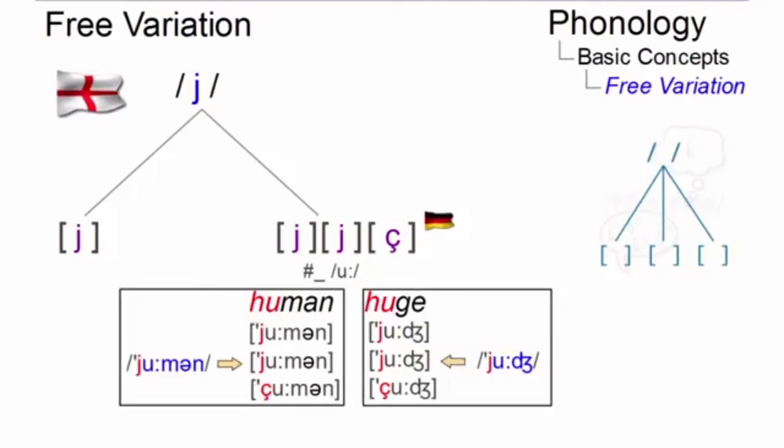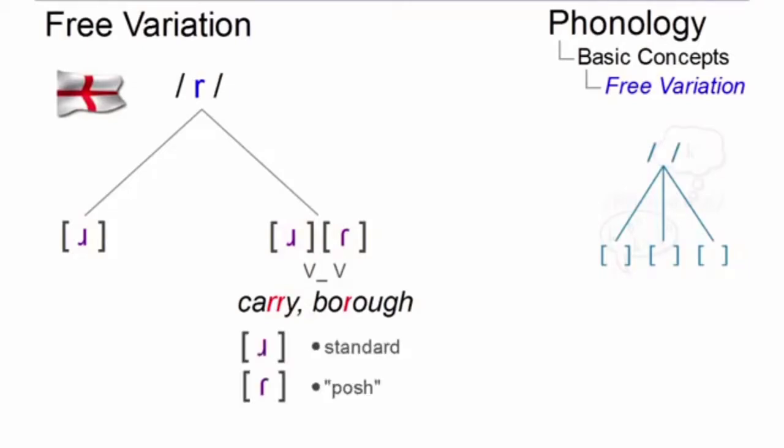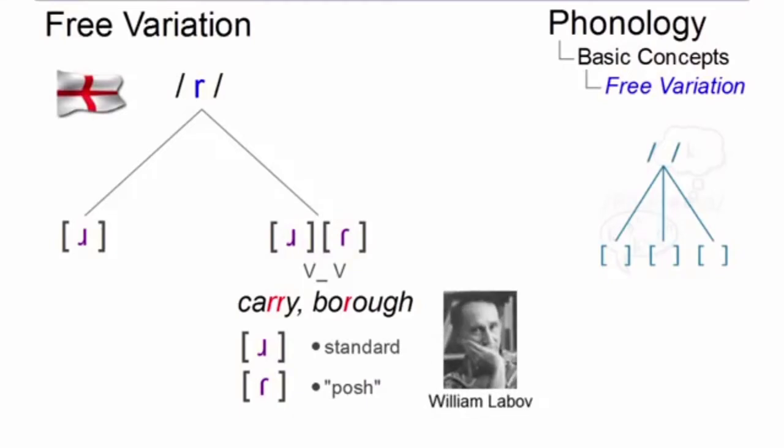Another example can be found in British English, where the R between two vowels can be realized in two ways. We normally use the alveolar approximant as in "carry" or "borrow", but in a somewhat posh way of speaking English, we can also use the alveolar flap as in "carry" or "borrow". Thus, as the American linguist William Labov pointed out, three variants may also have sociological significance.